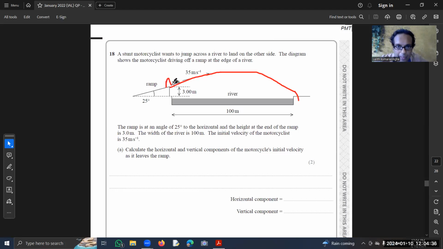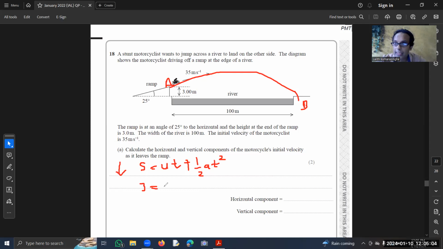This is my point A. That's my point B. A to B, I'm putting downward. The displacement is downward. I'm going to put S equals UT plus half AT squared, downward. I'll be finding the time. After finding the time, I can put S equals UT horizontally. Downward displacement is 3 meters. It's going down. The ramp might be 3 meters.